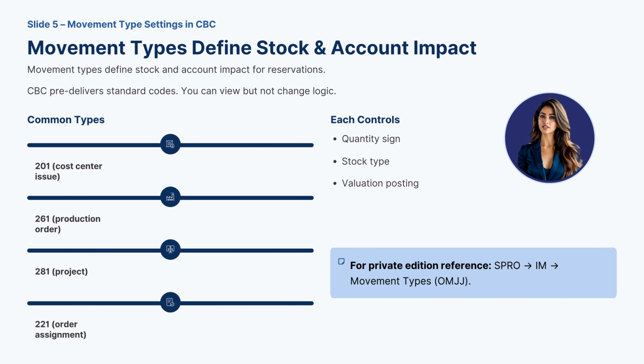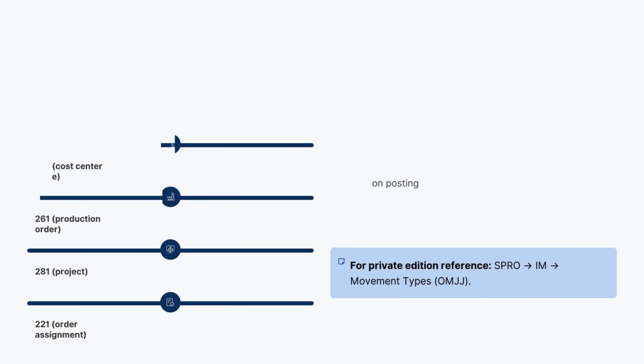Movement type settings in CBC. Movement types dictate how inventory is affected when a reservation is consumed. CBC pre-delivers standard movement types such as 201 for cost center issues, 261 for production orders, and 281 for project consumption. Each movement type specifies quantity direction, stock type, and valuation relevance. Although customization is restricted in the public cloud, consultants must understand this logic for configuration validation.